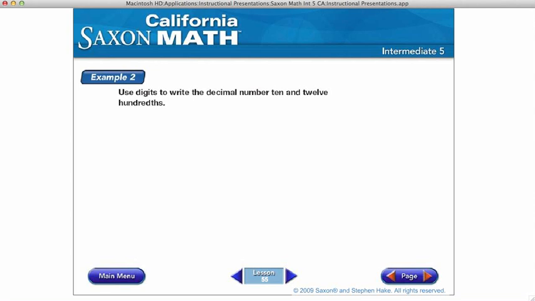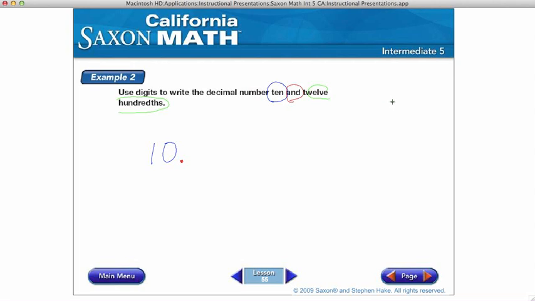Use digits to write the decimal number 10 and 12 hundredths. Okay, so just for ease here, I'm going to color code this again. Okay, so we have 10, there's our whole number. We have and, which means decimal. And then we have 12 hundredths.